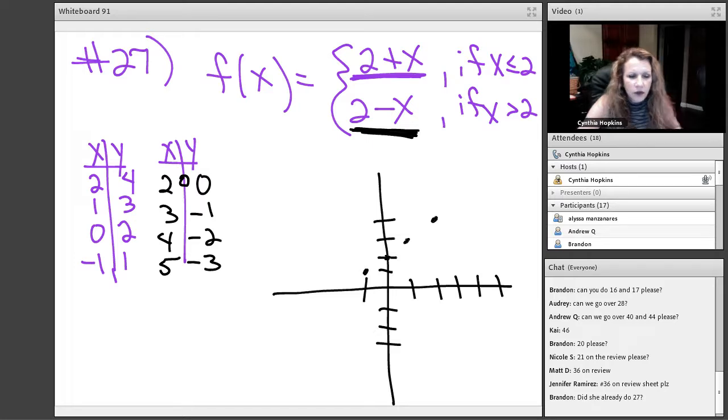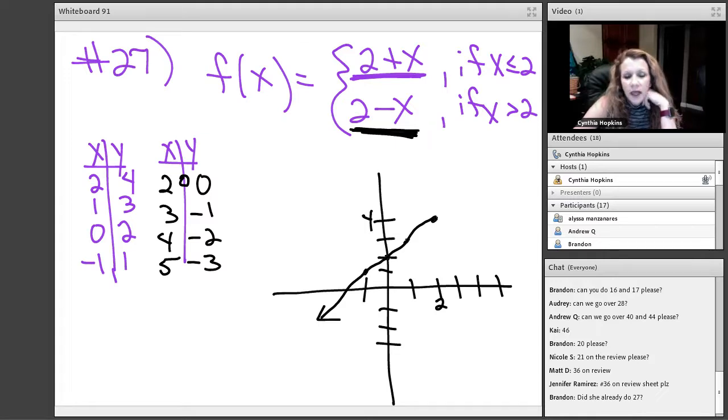And remember that purple XY table was from the top part of my function right there, 2 plus x, but it was from when x is less than or equal to 2. So here's my x equals 2. It starts there and goes to the left. I know this looks like it's going down, and sorry, that's not very straight. That's supposed to be a ray. But yes, it is going down, but it's also going to the left, and that's what x less than or equal to 2 does, it goes to the left.